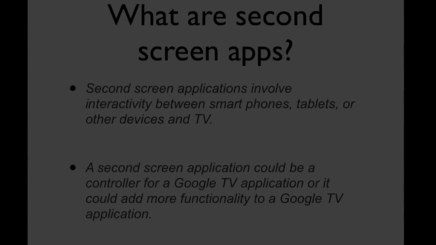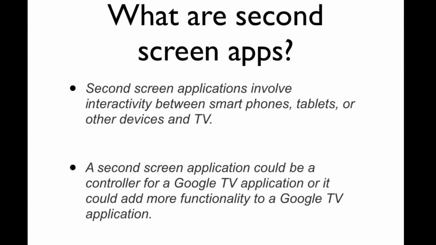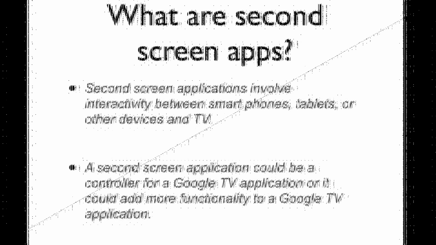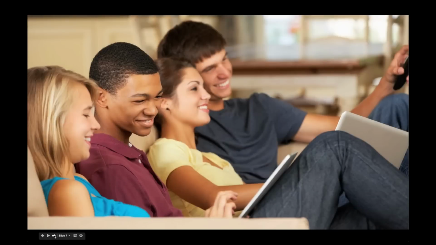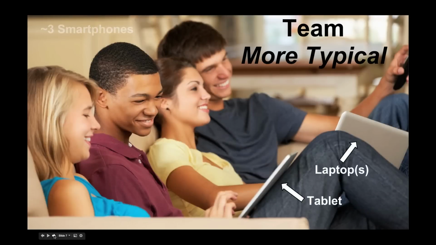So what are second screen apps? Second screen applications involve interactivity between smartphones, tablets, or other devices and Google TV. A second screen application runs on a remote device like a smartphone or a tablet. It could be a controller for a Google TV application, or it could add more functionality to a Google TV application. Most users who own a laptop, tablet, or smartphone use their device while watching TV. So there is a huge opportunity in the market for second screen apps.